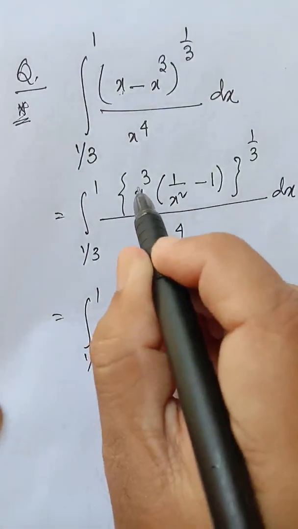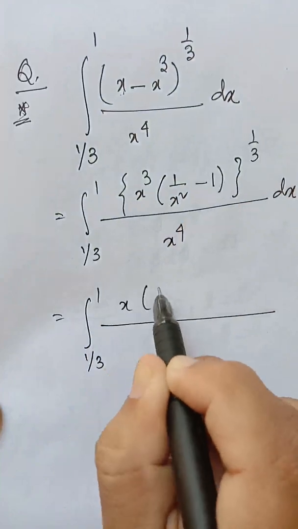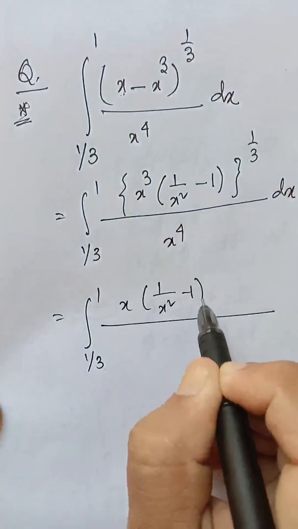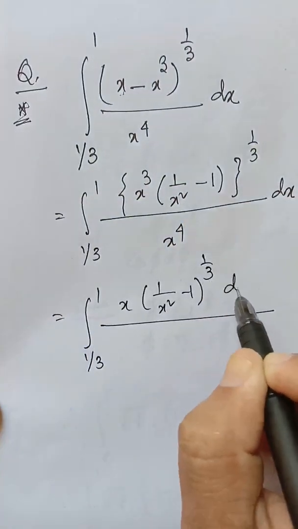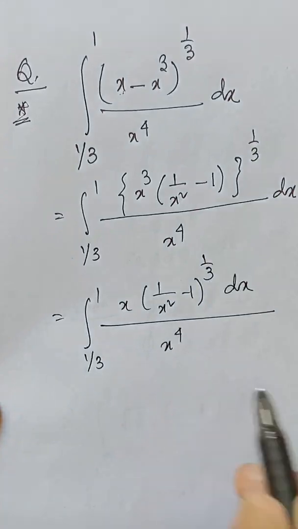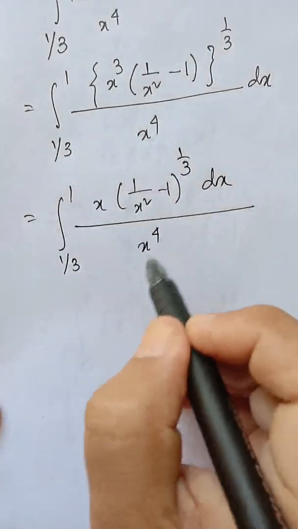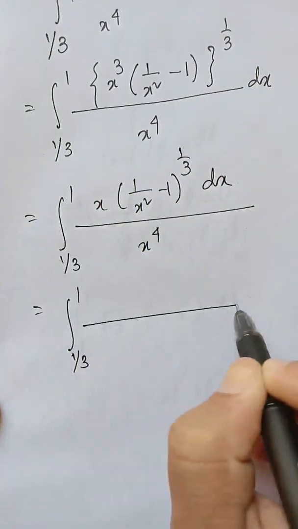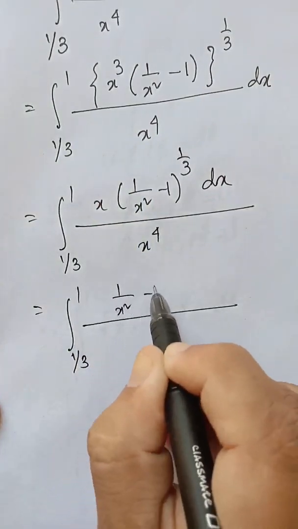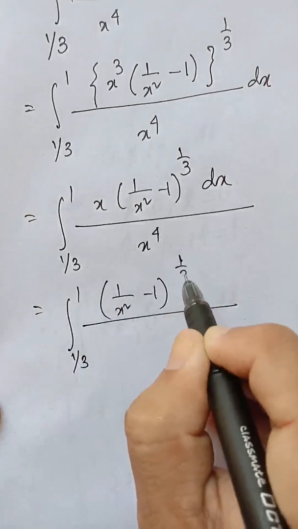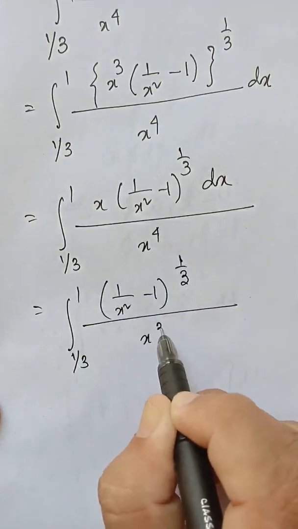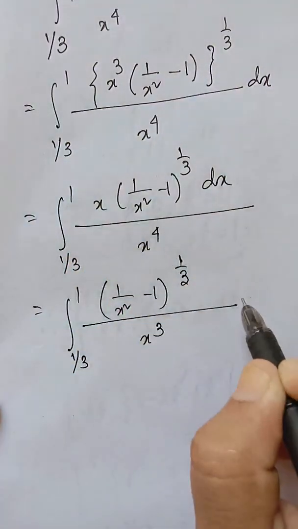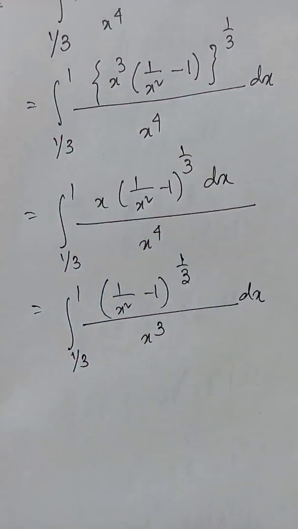x cube to the power 1 by 3 is x into (1 by x square minus 1) whole thing to the power 1 by 3 dx by x to the power 4. And now you can cancel x and x to the power 4, so it will be 1 by 3 into (1 by x square minus 1) whole thing to the power 1 by 3 by x to the power 3, because I have cancelled 1 x dx.